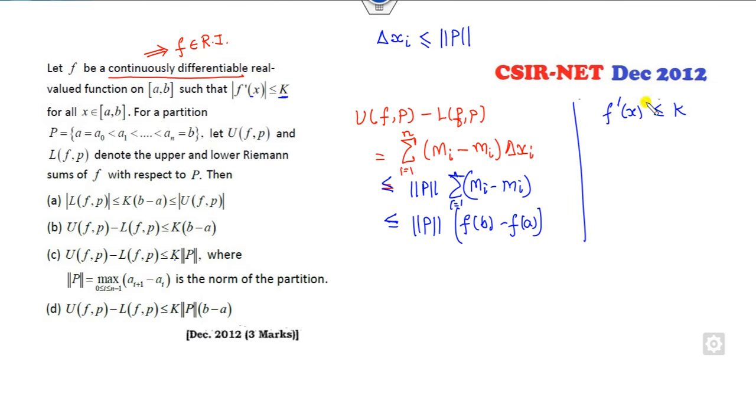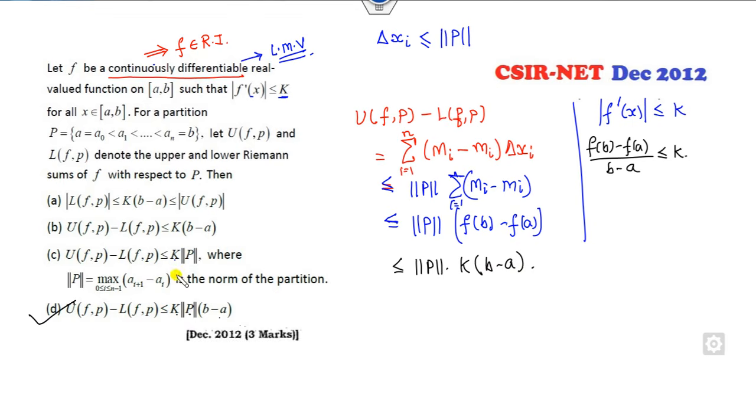This is less than k, and it is continuously differentiable, so I can apply the Lagrange mean value theorem. What is the Lagrange mean value theorem? f(b) minus f(a) over b minus a is less than k. So what is the value of this? Norm of P, k times b minus a. But what is b minus a? b and a, it is not always 1. No, the norm of P must be there. The others are also cancelled. The right answer is only D.